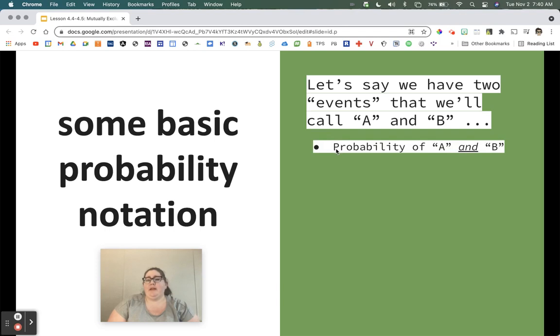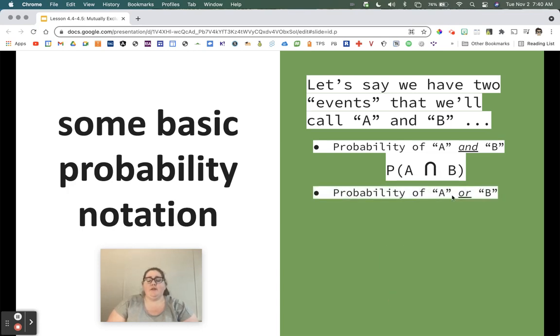If we wanted to represent the probability of A and B occurring, both of them occurring, the notation we would use is P, parentheses, A, and then this is the symbol we use for and. This is called an intersection because we want the intersection of both A and B happening at the same time. So A and B.